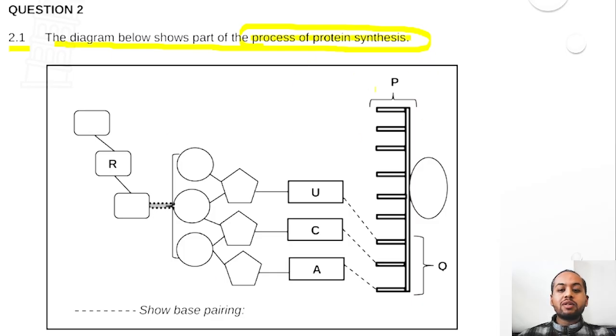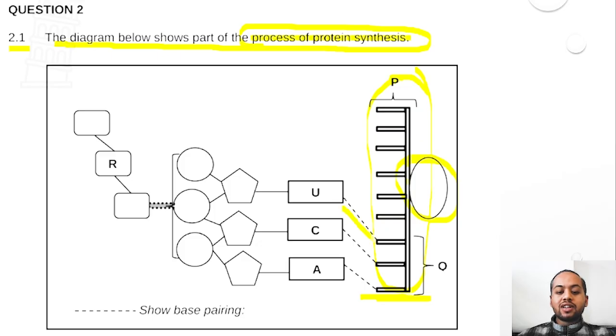If we look at the diagram and we start on the right hand side, we can see that we have a single-stranded molecule here. That single-stranded molecule has become attached to an oval-shaped structure which we know to be the ribosome. Therefore, the single-stranded molecule at P is most likely going to be mRNA.